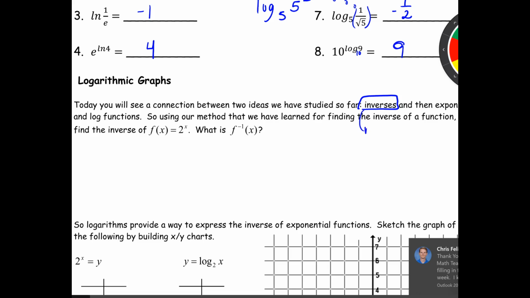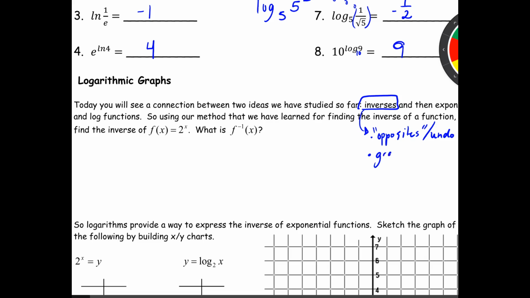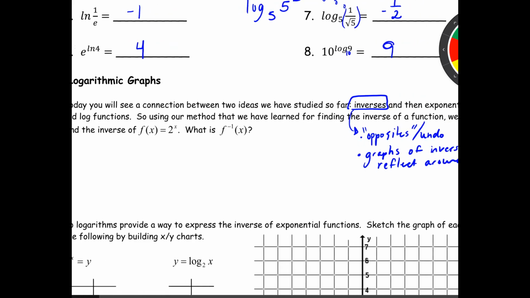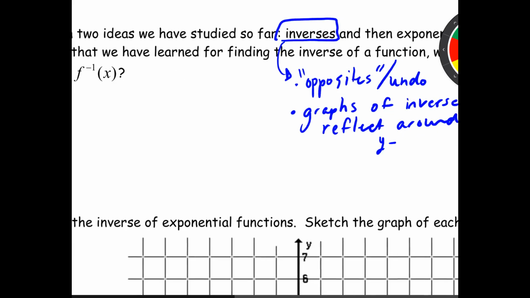So let's just remember that with an inverse, another name for inverse is opposite. So you want to think about opposites, or they undo each other. You guys remember, like, the inverse operation of multiplication is division. Inverses kind of undo each other. When you look at the graphs of inverses, go ahead and write that in. Graphs of inverses reflect around a line. Do you guys remember what line that is? Yes, reflect around the line y equals x.